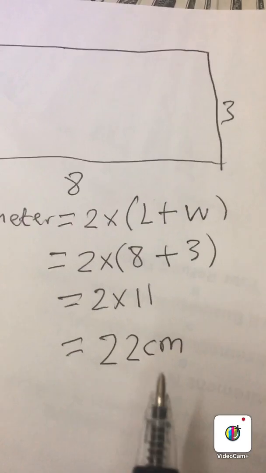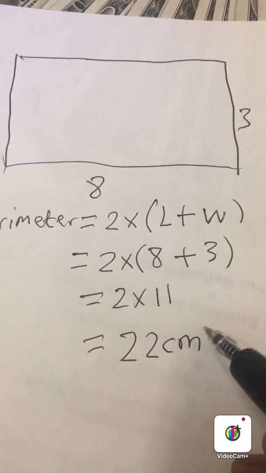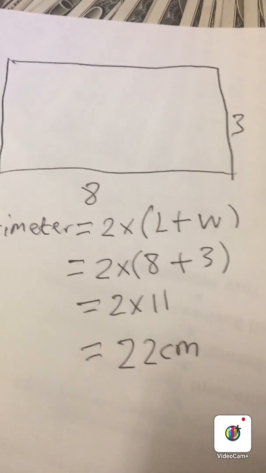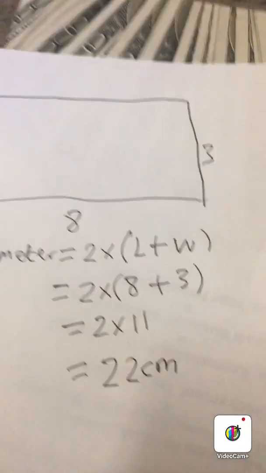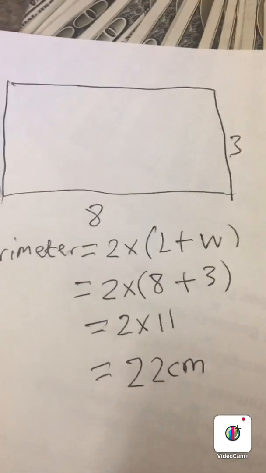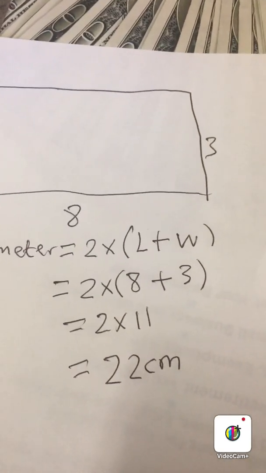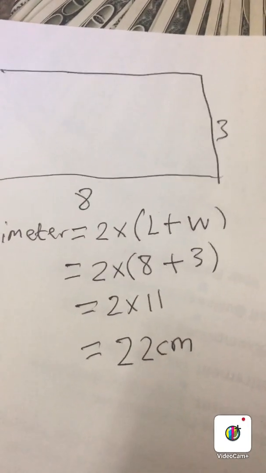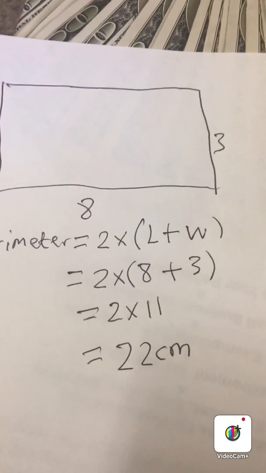Now, because this is perimeter, we don't have to put the square symbol here because it is not area. If it is area, then we'll have to put it. But because it is not, we don't need to do that. So this lecture has shown you kids what a rectangle means, and also how to find the area and the perimeter of a rectangle.